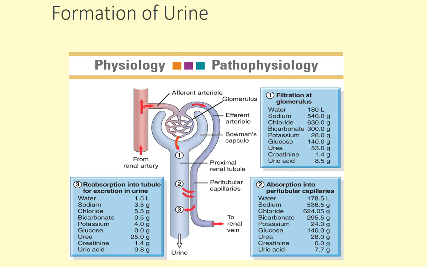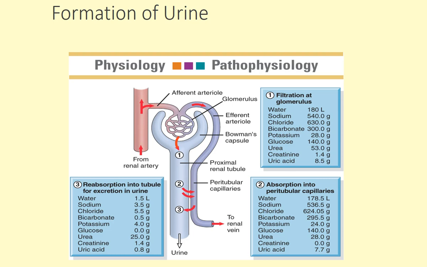Number one is the filtration of the glomerulus. I'm not really expecting you to know all these numbers. I just want you to understand that these are probably the most important electrolytes and byproducts of the circulatory system, and what the kidney does to help pull in and push stuff out. Again, you want to know this just because it's all about the balance.